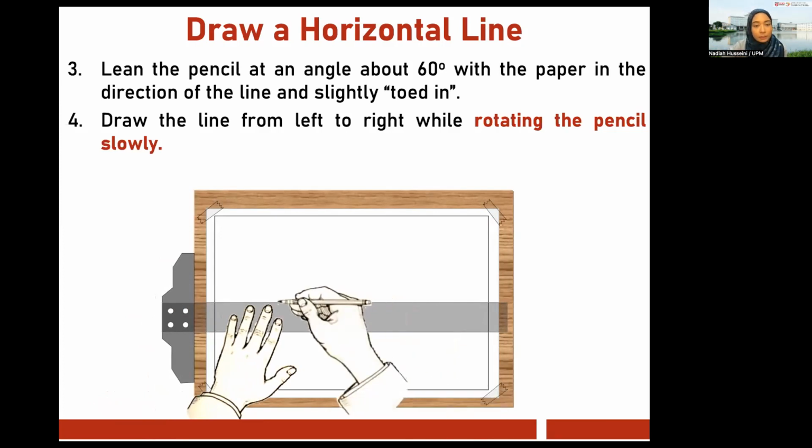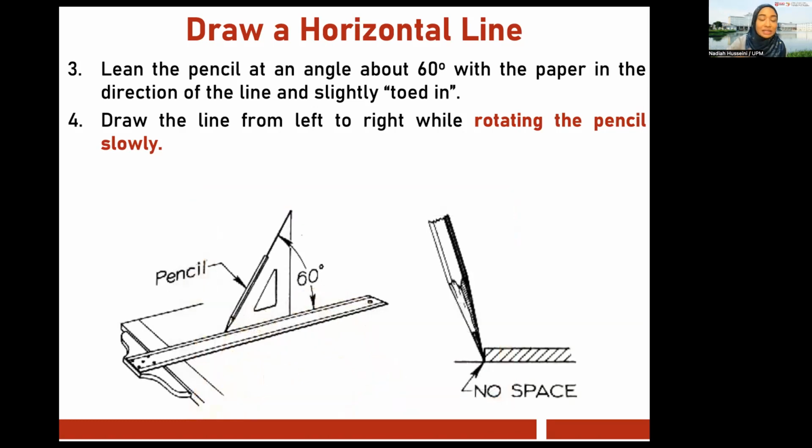Okay, so lean the pencil at an angle of about 60 degrees. Nah, kat sini dia bagi tahu 60 degrees. Tadi waktu pakai circle template, it was 90 degrees. Now, for drawing a horizontal line using a T-square, it should be approximately 60 degrees, with the pencil in the direction of the line and slightly towed in. What does towed in mean? Nanti kita tengok. Draw the line from left to right while rotating the pencil slowly. So sambil lukis tu, sambil rotate. Susah, bagi saya susah lah.